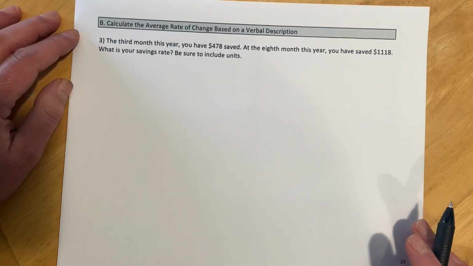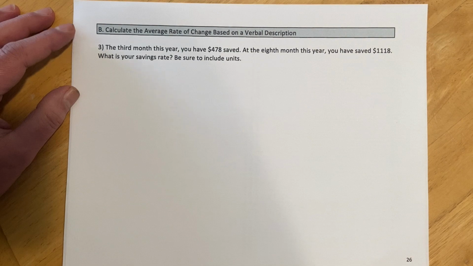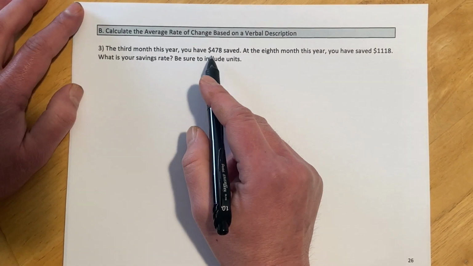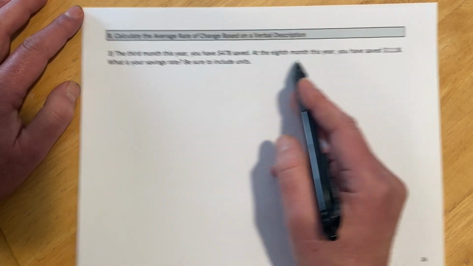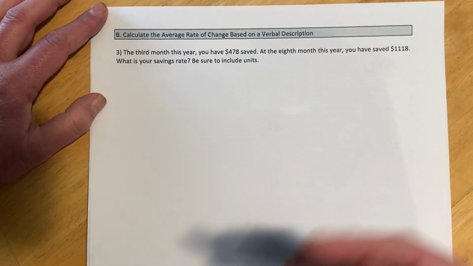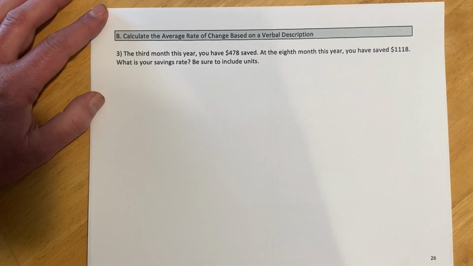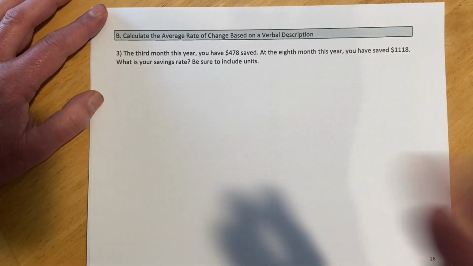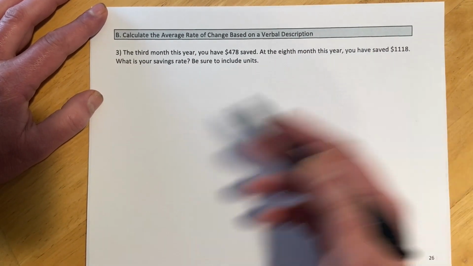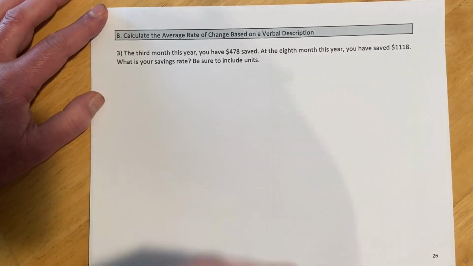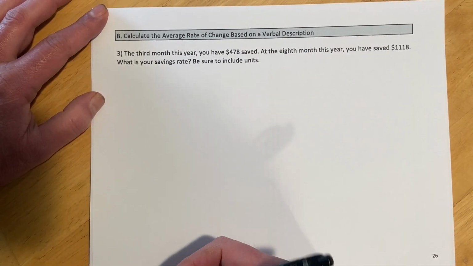And then this one is the exact same idea, just from a verbal description. So the 3rd month this year, you have $478 saved. On the 8th month this year, you have that much saved. What is your savings rate? So we're not saying that this is the amount you put in every month. This is the amount you averaged every month, right? So maybe, April, you got your tax return, dumped in a little bit more. So that's an average rate of change. It doesn't tell us that that's exactly what happened each month.